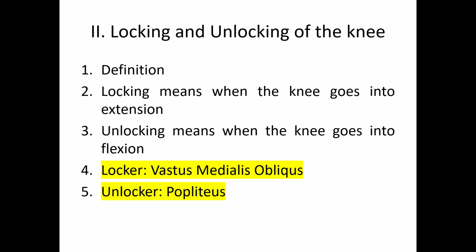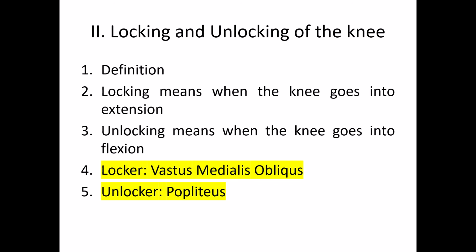Coming to locking and unlocking of the knee. Locking is nothing but extension motion of the knee, when the knee goes into complete extension via the extensors of the knee, that is nothing but your quadriceps. Unlocking is nothing but flexion, when the knee unlocks itself via which muscle? The flexors of the knee, that is your hamstring, which is located posteriorly.